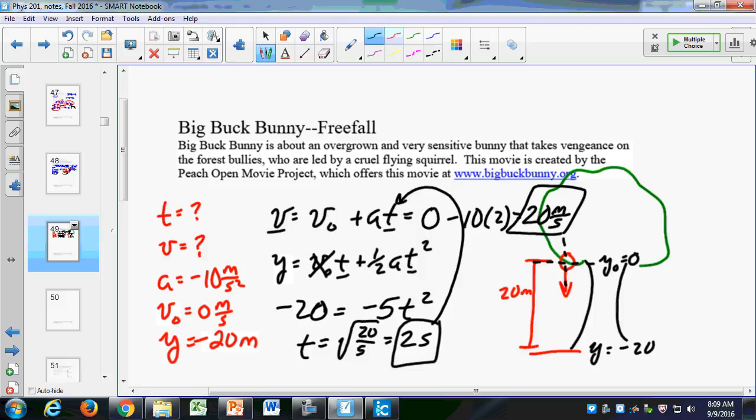Right, 20 divided by 5 is 4, but then the square root of it. The square root of 4 is 2.